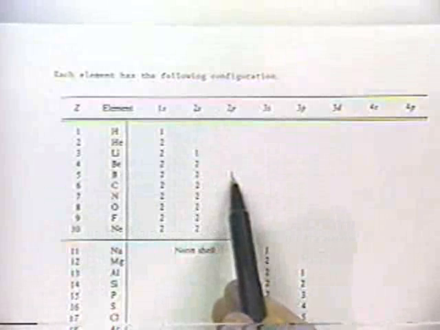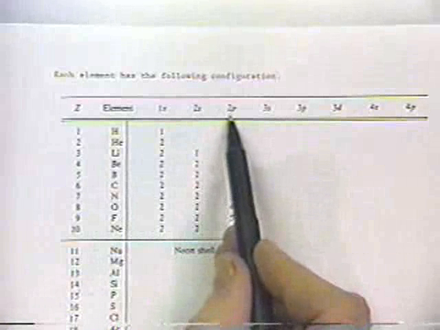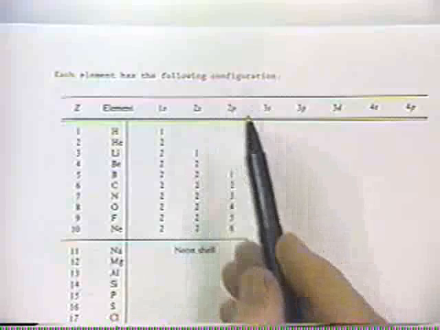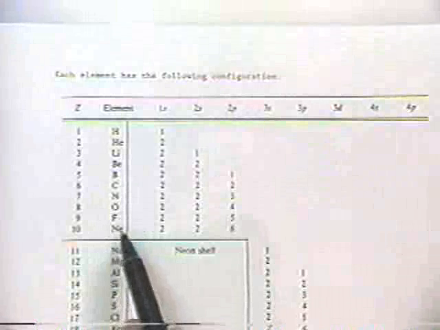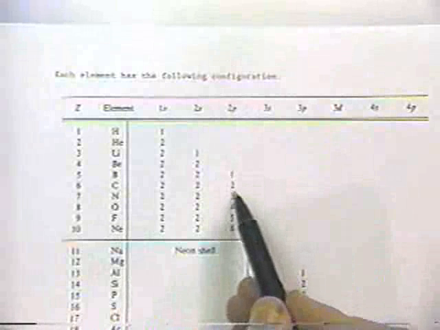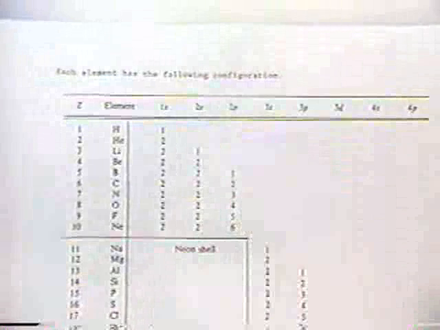Then as we add another electron, we're going to now start working on the p orbitals. Recall the p orbitals can hold up to 6 electrons. So as we go down this, the boron, carbon, nitrogen, oxygen, fluorine, and neon, where we're adding those extra electrons is now into the p orbital.